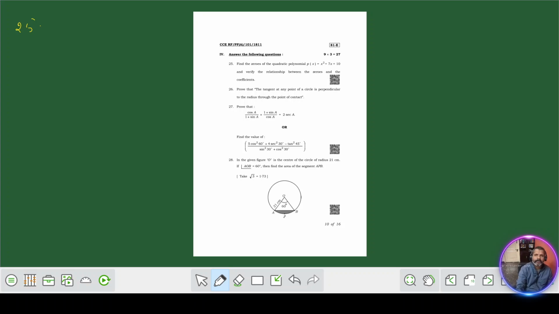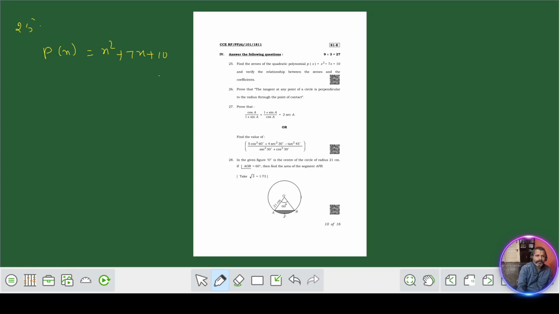Dear students, this question is a compulsory question from the polynomial chapter. Maybe the expression will be different, but a similar question will definitely occur for 3 marks. Please pay attention and understand the concept here. The p of x given is x square plus 7x plus 10. First you have to find the zeros here, means solve for x.